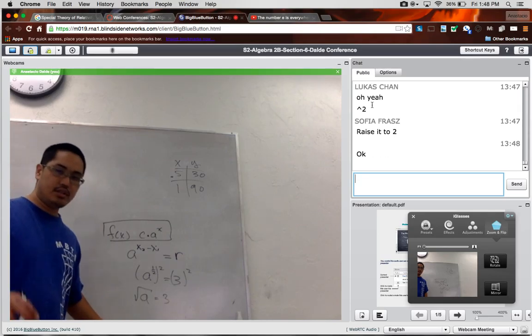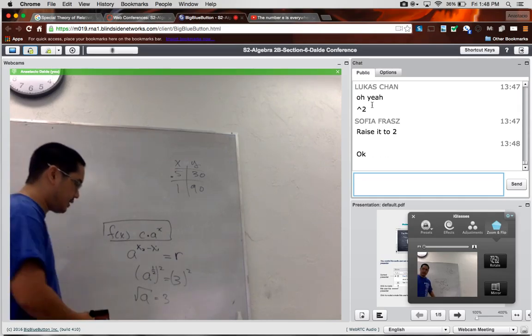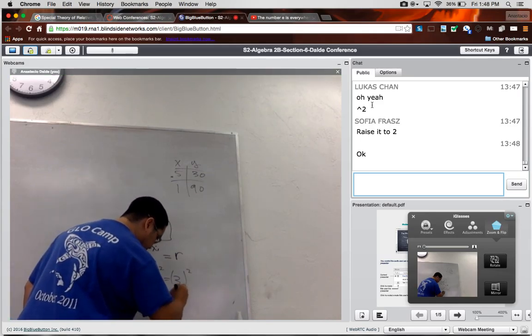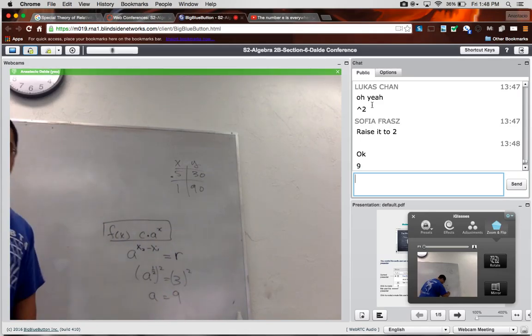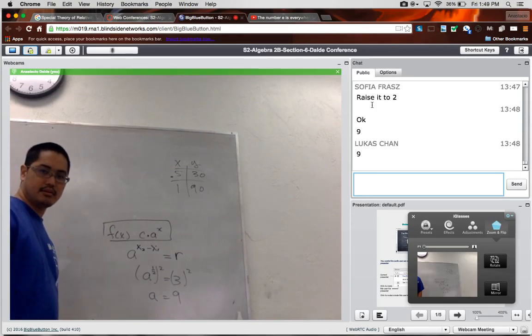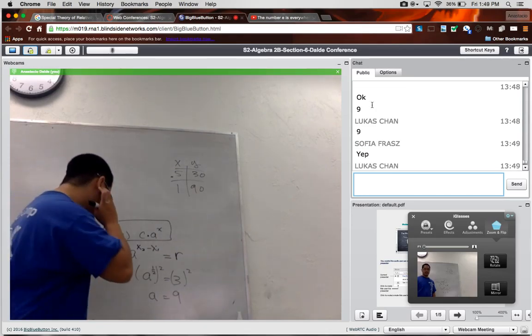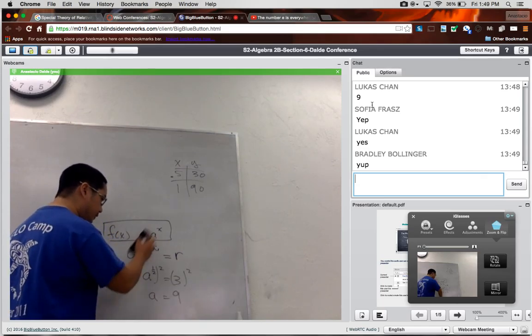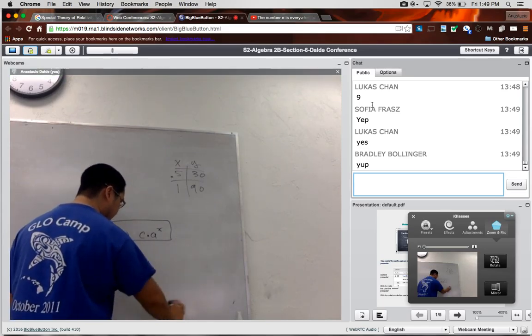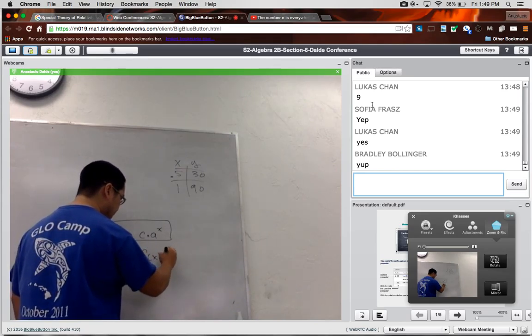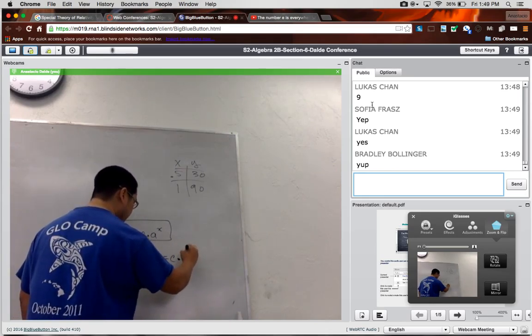So what is your a value in this case? Your a value is actually 9. Are we cool? All right. The other complication is to figure out what the c value is. And the c value is simply, you go f of x is equal to c times 9 to the x power.